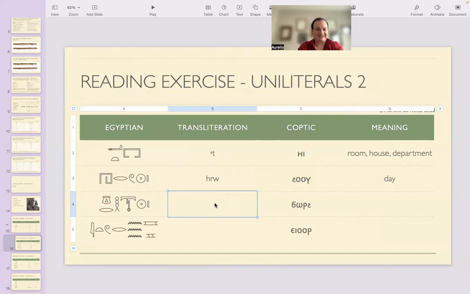Who wants the next one? Oops, somebody raised their hand. Randy, go for it. Yeah. Okay.